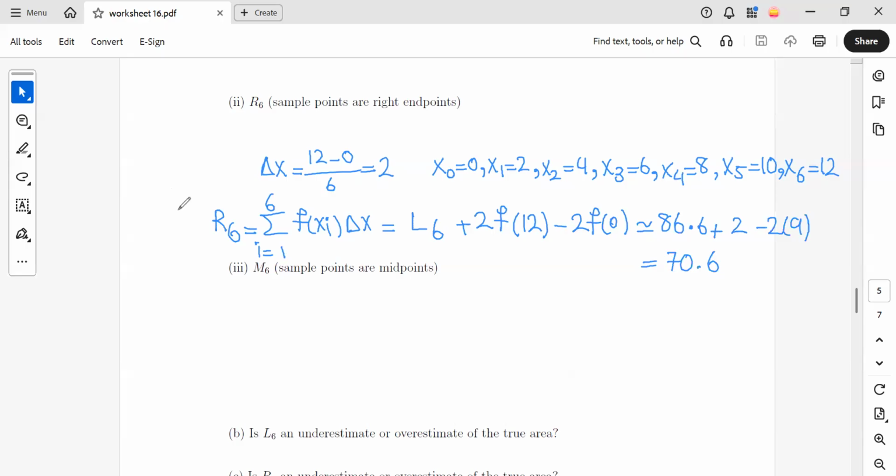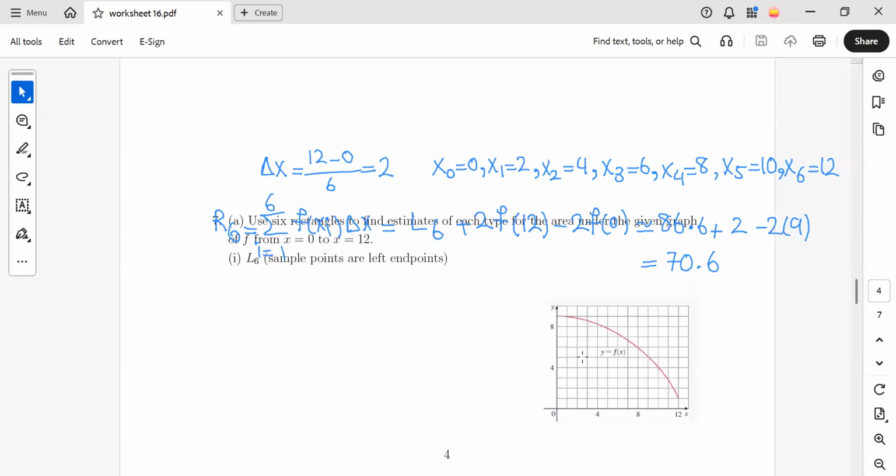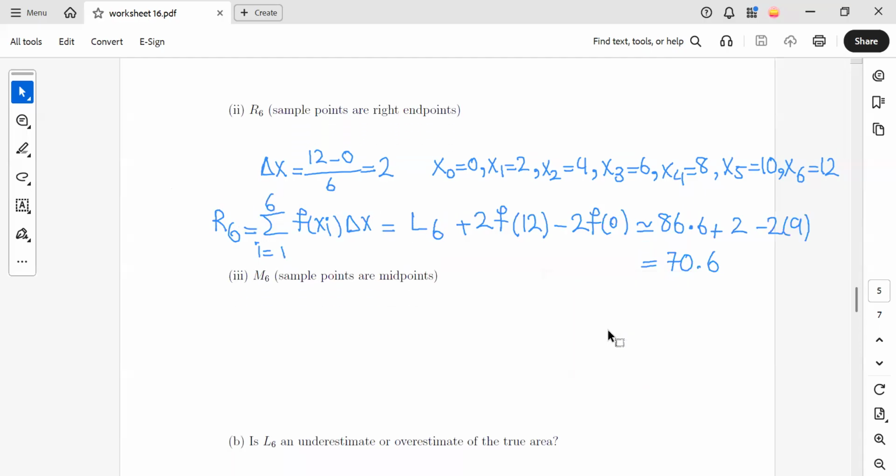But the point is, this function is not increasing. The function that we worked on is a decreasing function. So you see that for decreasing functions, as we found in the first part, L sub 6 is 86.6, which is more than R sub 6, which is 70.6. So pay attention: if we have decreasing or increasing, overestimating and underestimating will change.